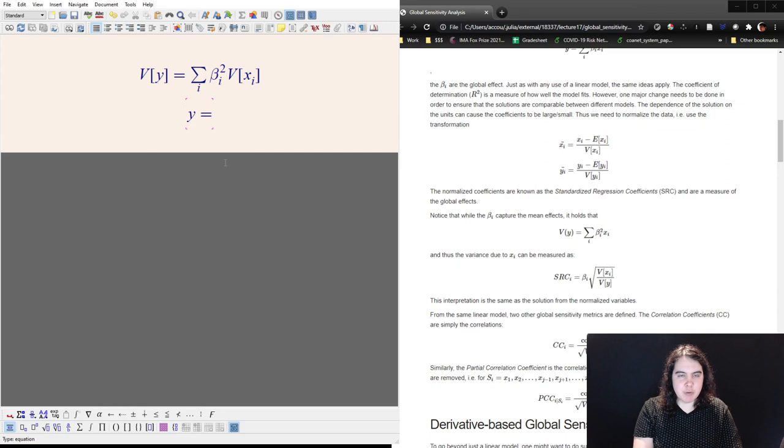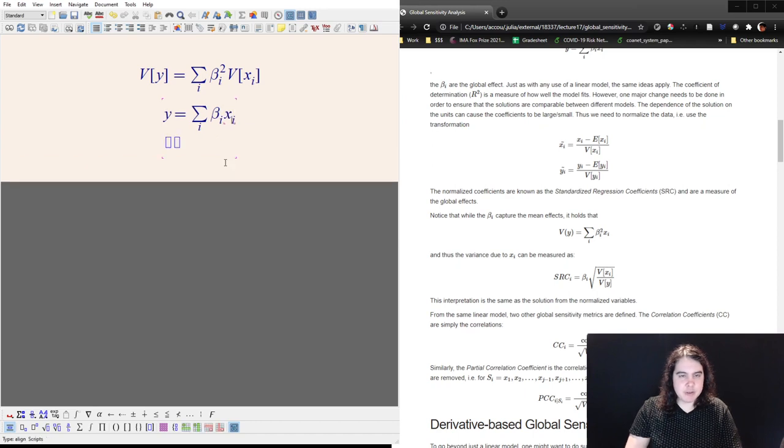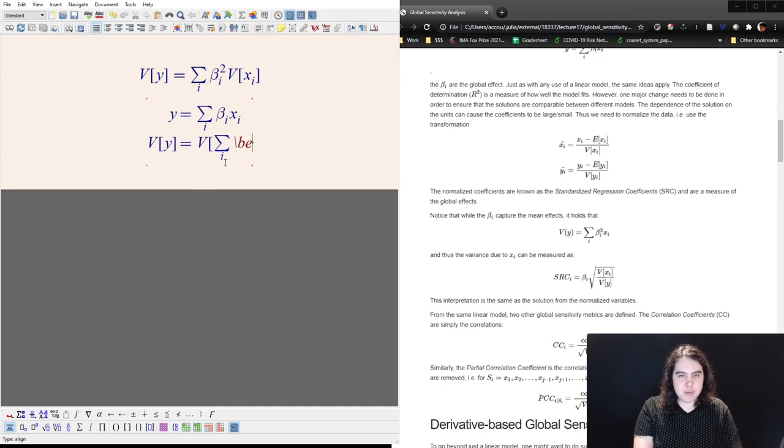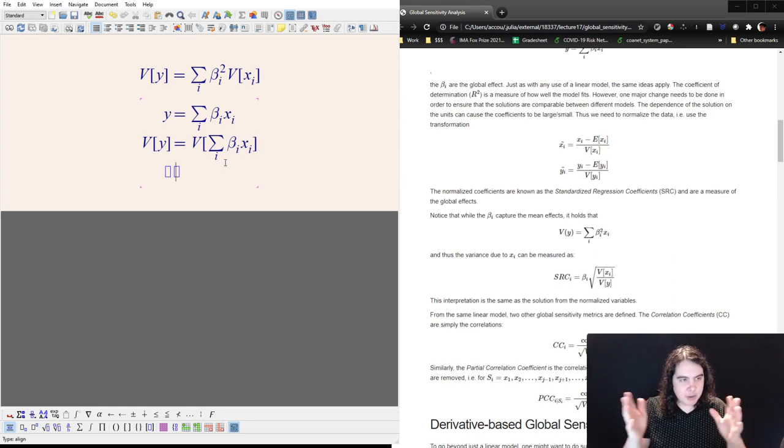you take the equation y equals the sum over i of beta sub i xi. And what you do then is you take the variance of both sides. The variance of y equals the variance of the sum over i of beta i xi. You have to make an assumption here about the correlations, having zero correlations between your input variables. And so then after that assumption, you can move this summation outwards.